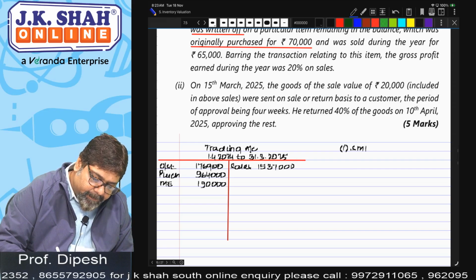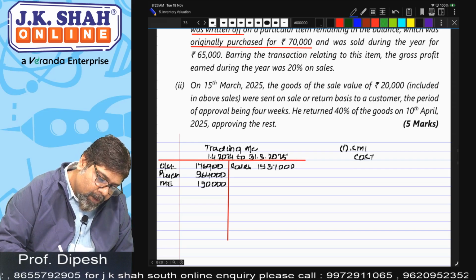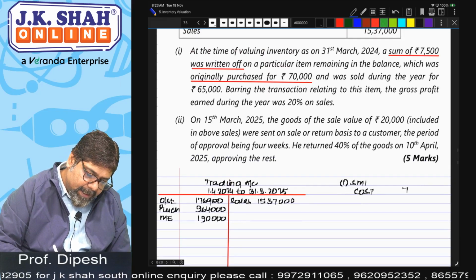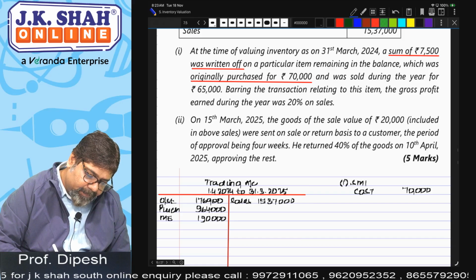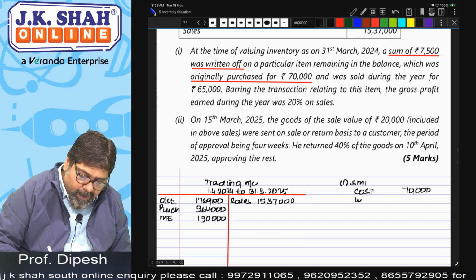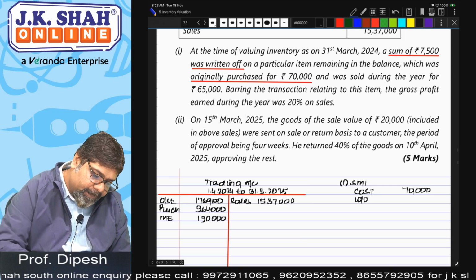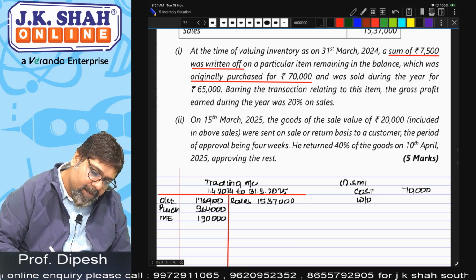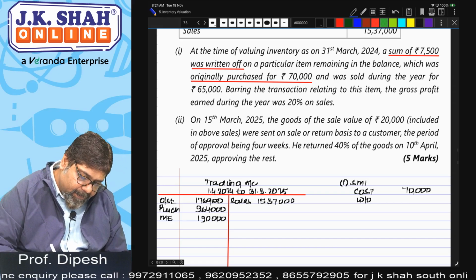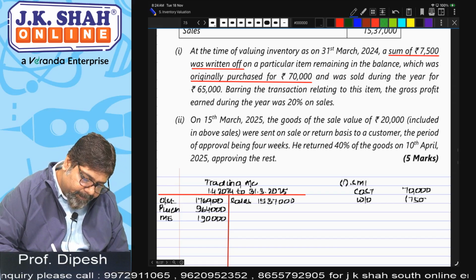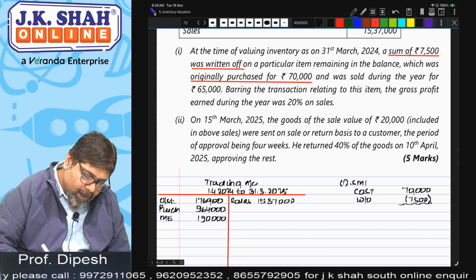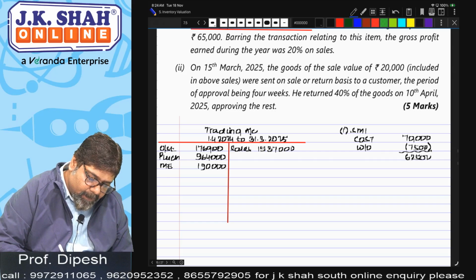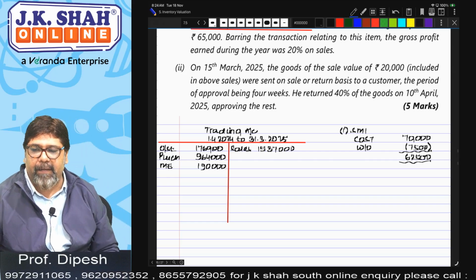Slow moving item. Cost is how much? 70,000. Written off how much? Written off is 7,500. So the cost of the slow moving item will become how much? 62,500.